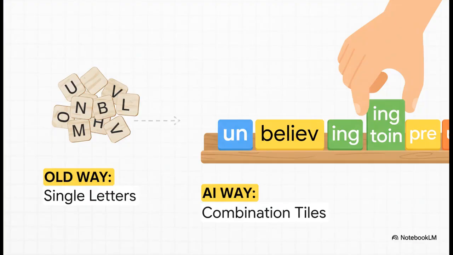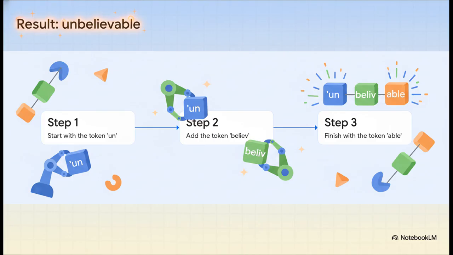Here's the absolute best way to picture it. Imagine you're playing Scrabble, but instead of tiles with single letters, you've got these awesome, super-powered tiles with common chunks of words on them. That's pretty much how an AI sees language. So, to build a word like unbelievable, the AI doesn't spell it out letter by letter. No way. It just grabs a token for un, another one for believe, and a third for able, and just snaps them together like Legos. It's just a much faster way to build words.